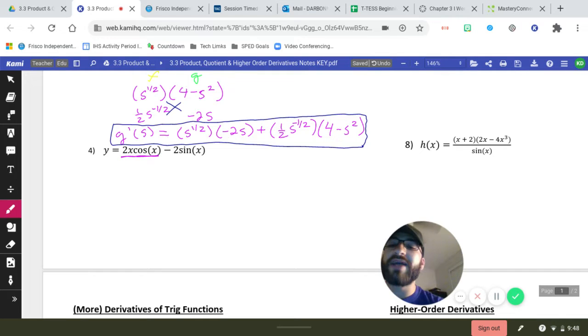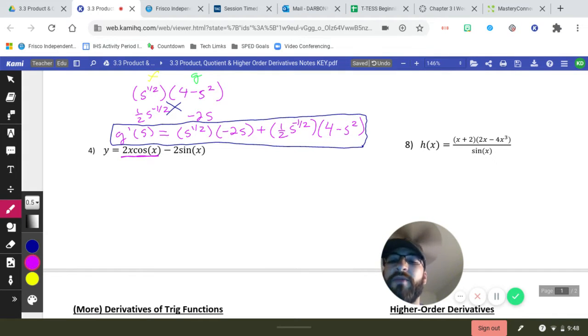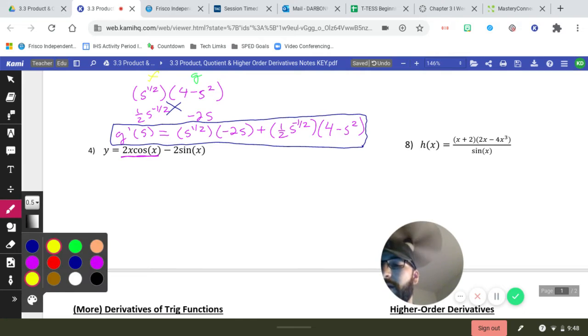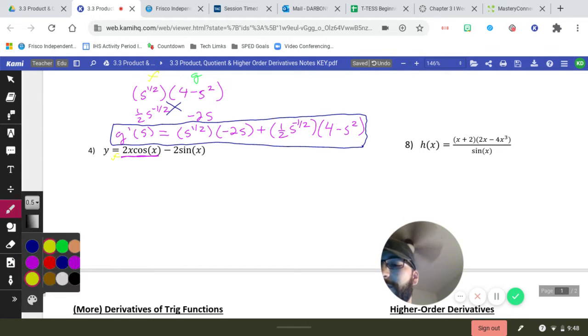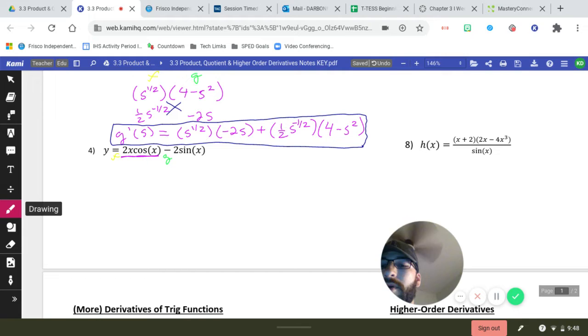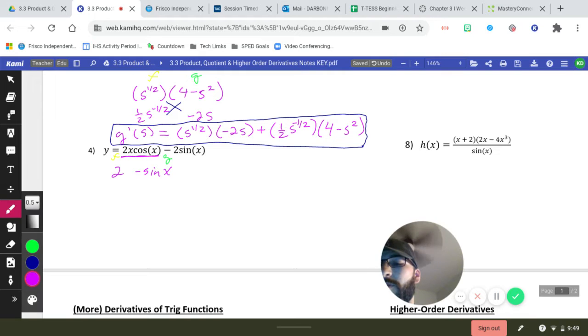Okay, so 2x and cosine x are my two functions being multiplied, 2x being my f, and cosine of x being our g. Same color would be confusing. So now we can derive both of those. So the derivative of 2x would be 2, in the color that makes sense. Derivative of cosine x, remember that cycle, is negative sine x. Then we would cross multiply here.